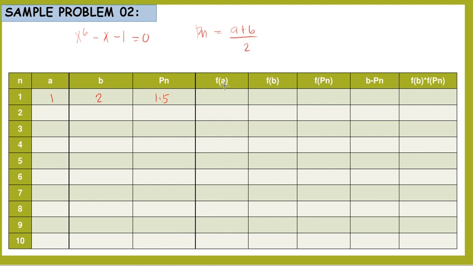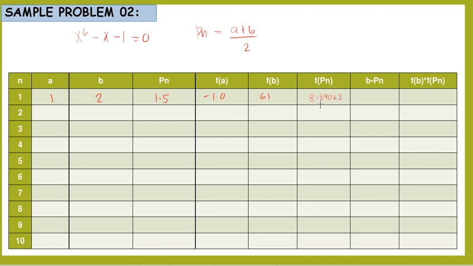Okay. So, yung function of A, substitute lang natin yung 1, yung value natin dito sa A, dito sa equation. Yung function ng B, just have to substitute yung value ng B natin dito, dito sa equation. And yung function ng P, you just have to substitute the value of Pn dito sa ating equation. Okay? So, if we substitute the values, ang makukuha natin, function of 1 is equal to negative 1. Function of B is equal to 61. And function of our midpoint Pn, that is 8.89063. So, that's our function.